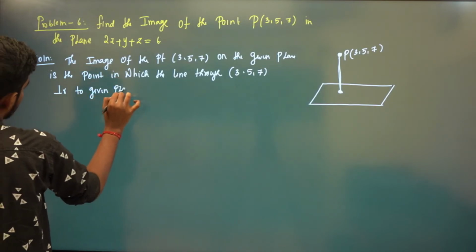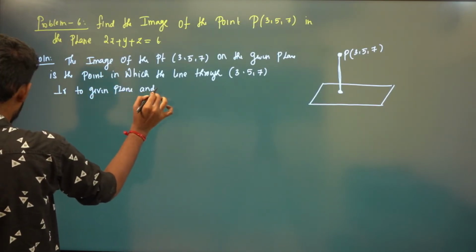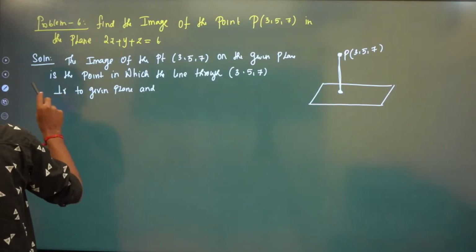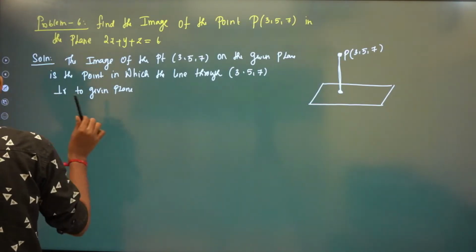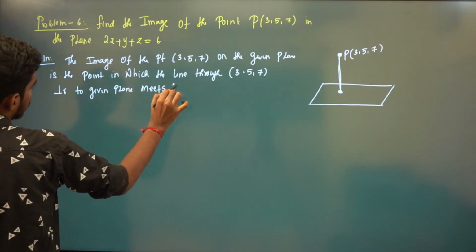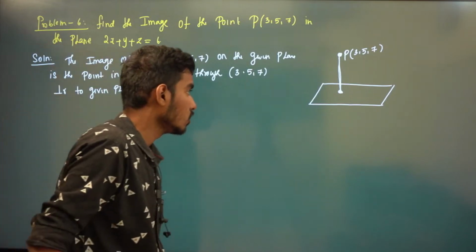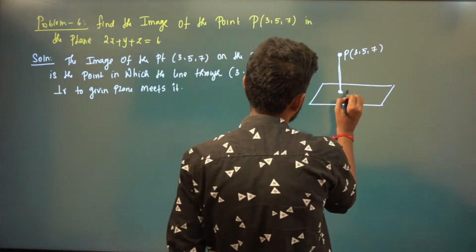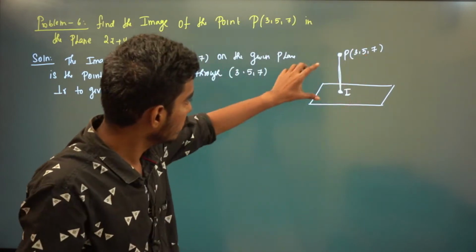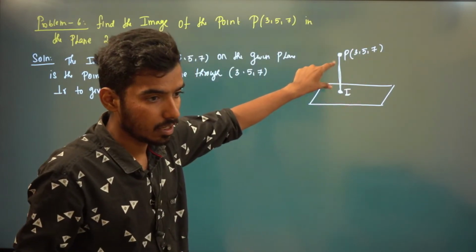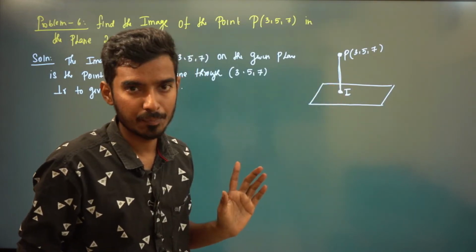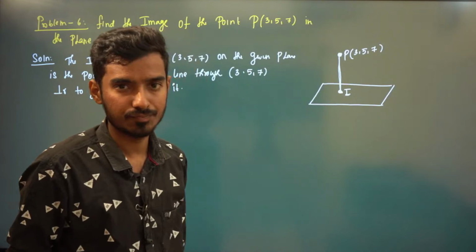meets the plane here. Right, very simple. So this image is nothing but, you just find the equation of this line and you find where this line intersects this plane. That will give you the image, right?